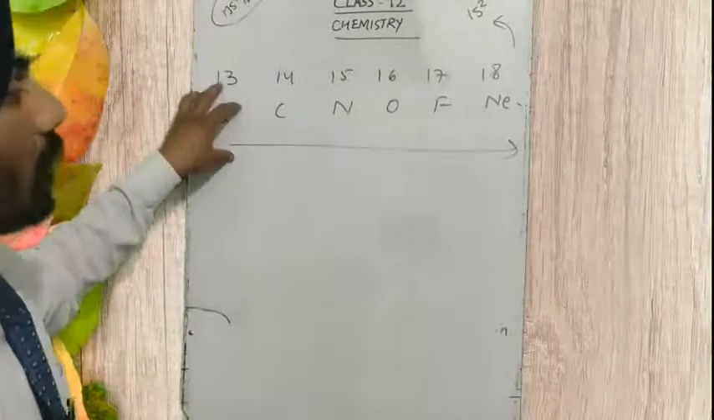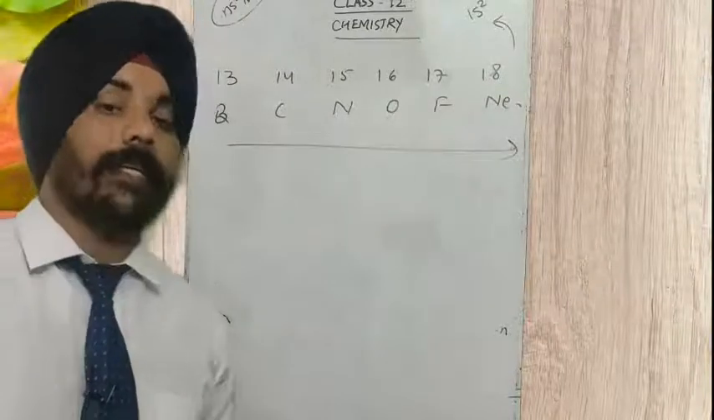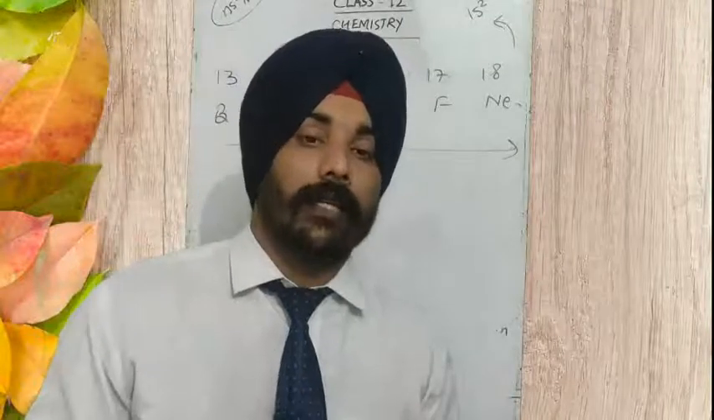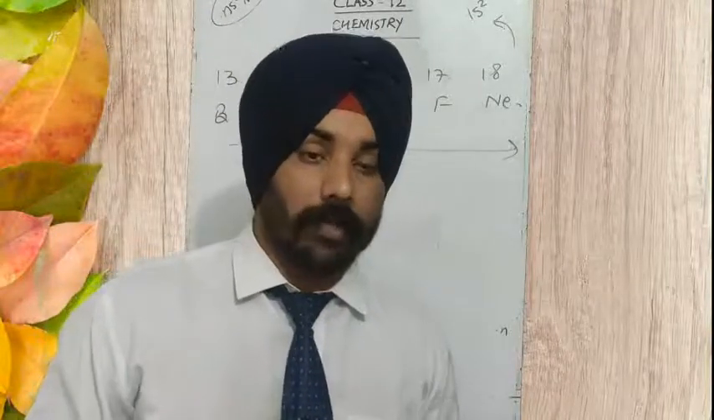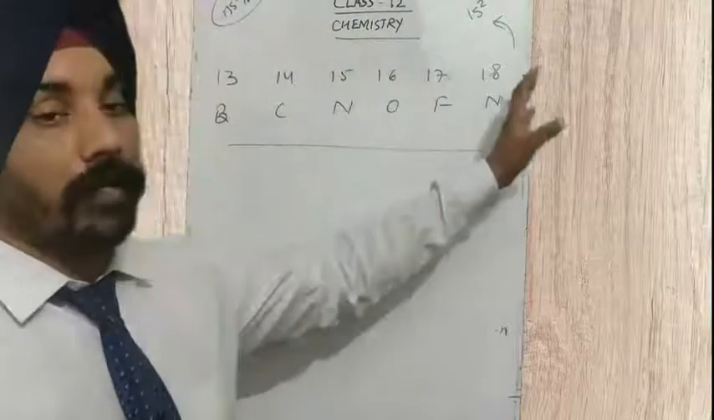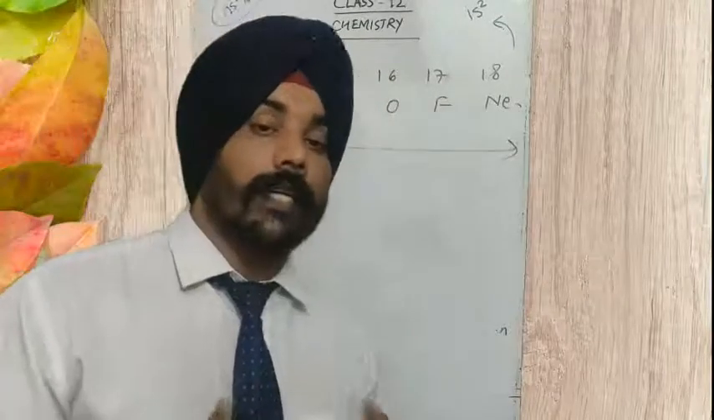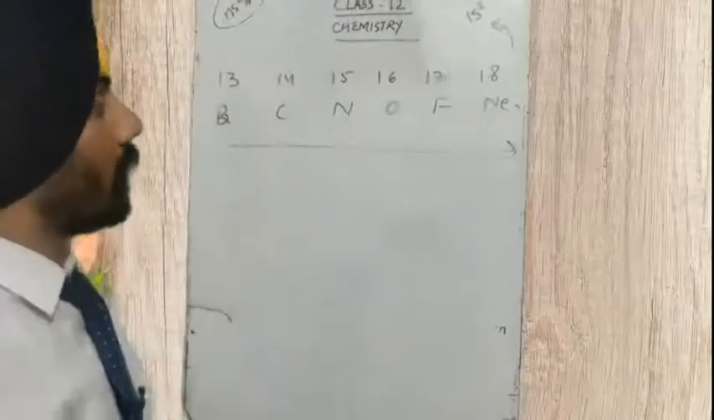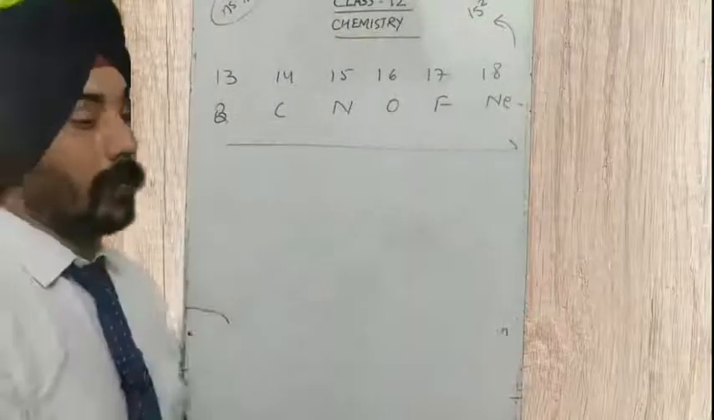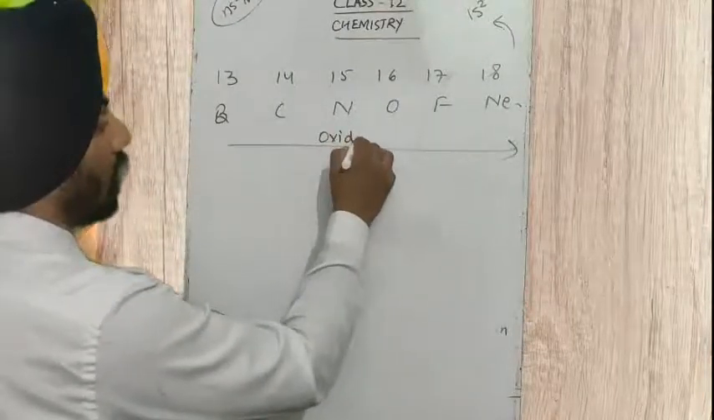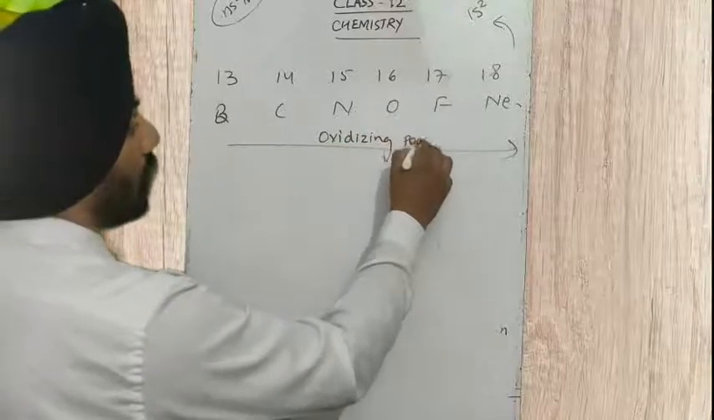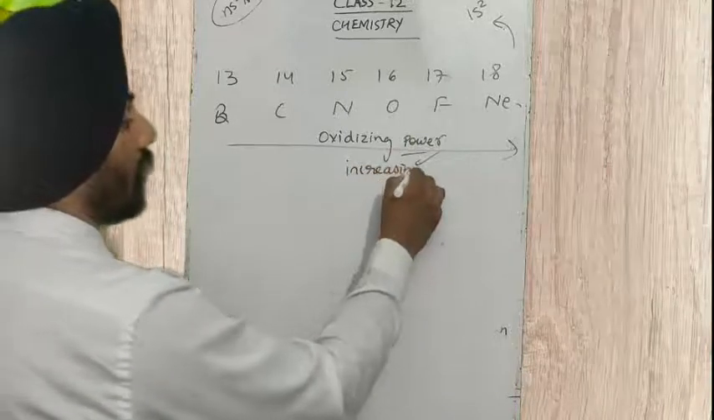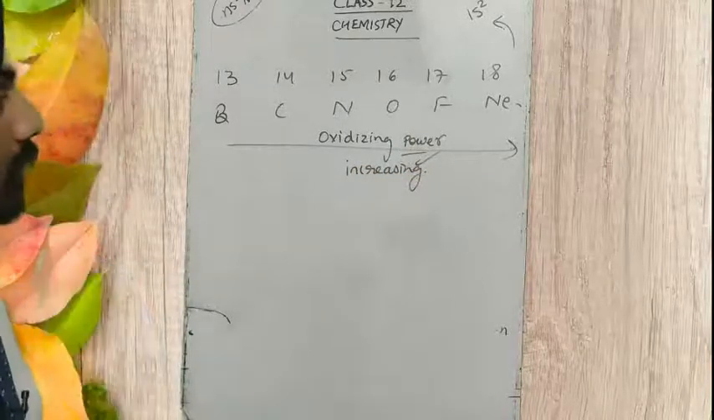So as we are moving from group 13 to 18, the electron gaining tendency is increasing because the size is shrinking and the nuclear charge in the nucleus is increasing. So the elements' electron gaining tendency is getting more. If electron gaining tendency is getting more, we say that oxidizing power is increasing. So here we can say that oxidizing power is increasing as we move from left to right in a period.